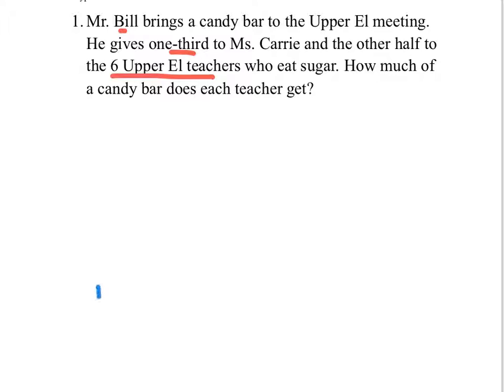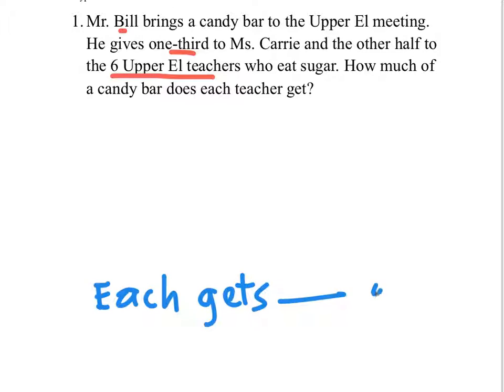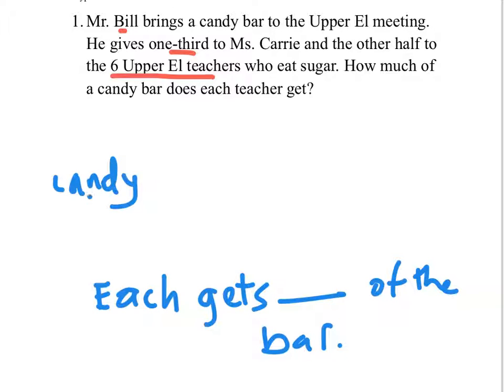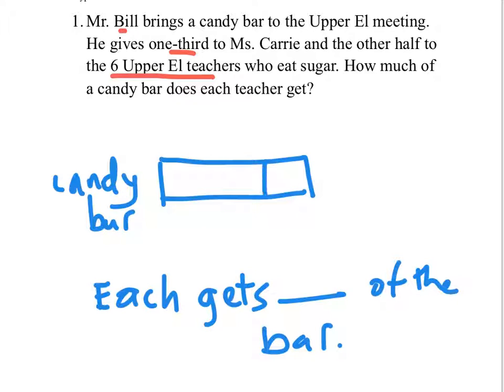So our statement would be: each gets what fraction of the candy bar. And so we have the candy bar. And here it is. So what happens to it? Well, Miss Carrie gets 1/3. This is Miss Carrie.